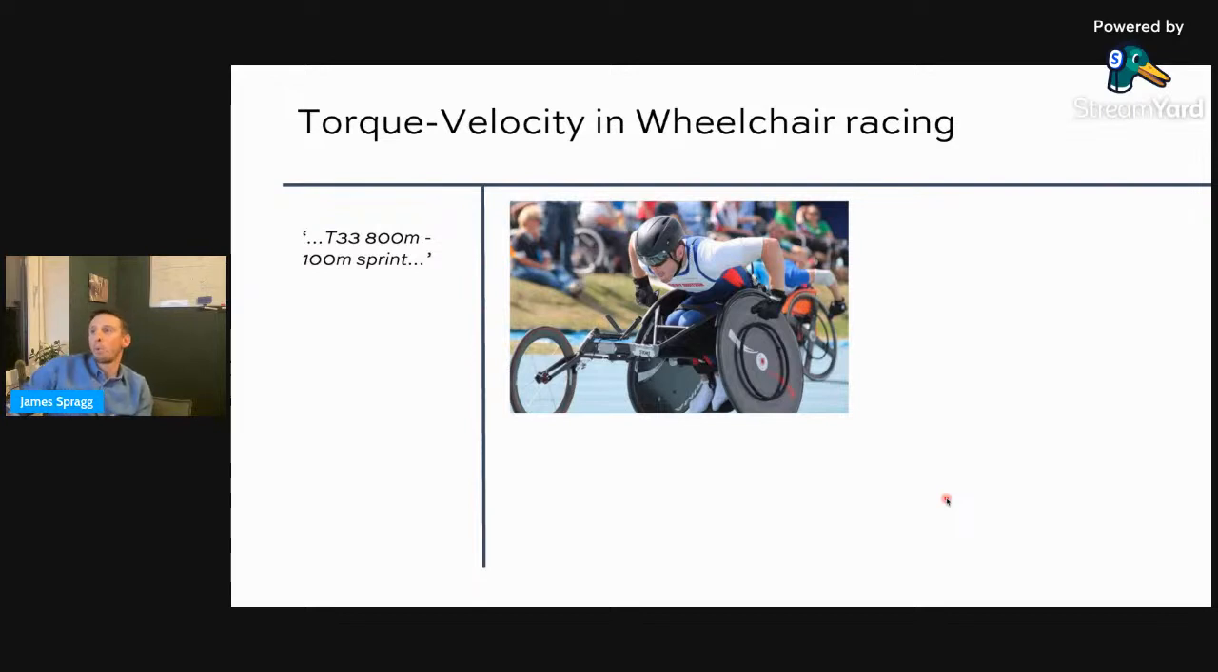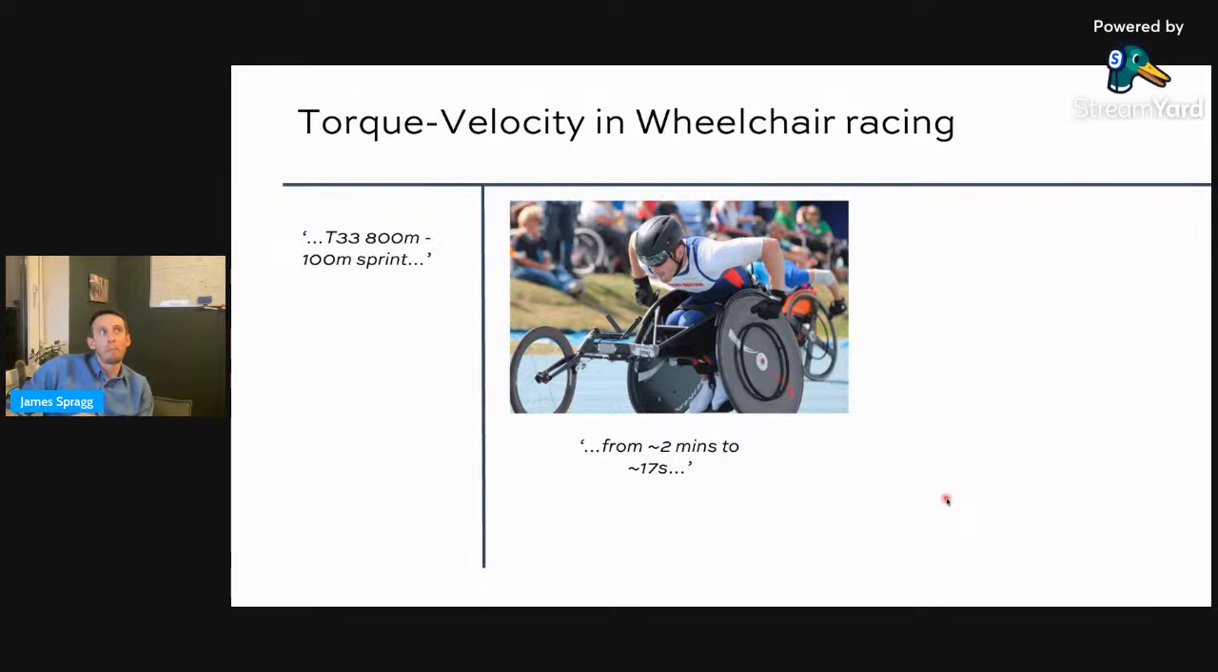Now, they wanted to move from the 800 into the 100 meter event. So they wanted to essentially go from an event which is 2 minutes in length to one that was about 17 seconds. The reason for that was that there was no T33 800 meters at the Paralympics, so they wanted to move into a higher prestige event. We were interested in whether they were able to meet the speed requirements in the 100 meter event.